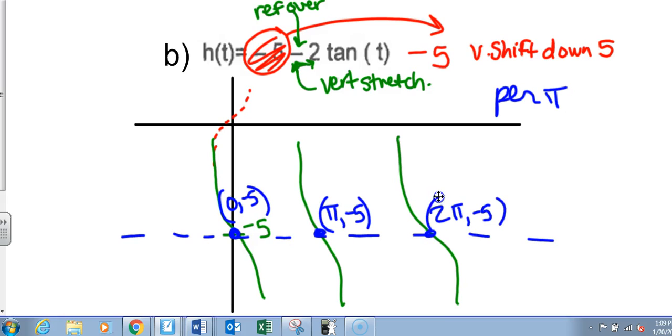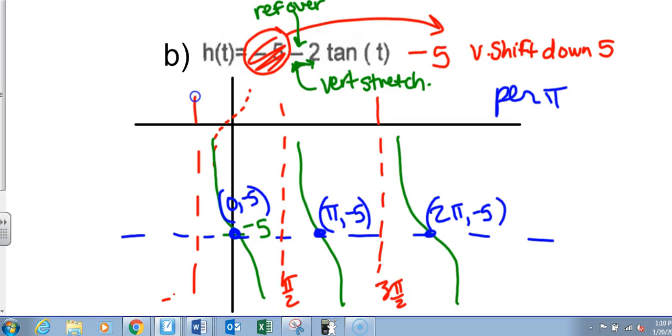Where are the asymptotes then? Yep, pi over 2. What's this one? 3 pi over 2. There'd be one over here at -pi over 2. Yeah, pretend that says -pi over 2, okay? Pretty good?